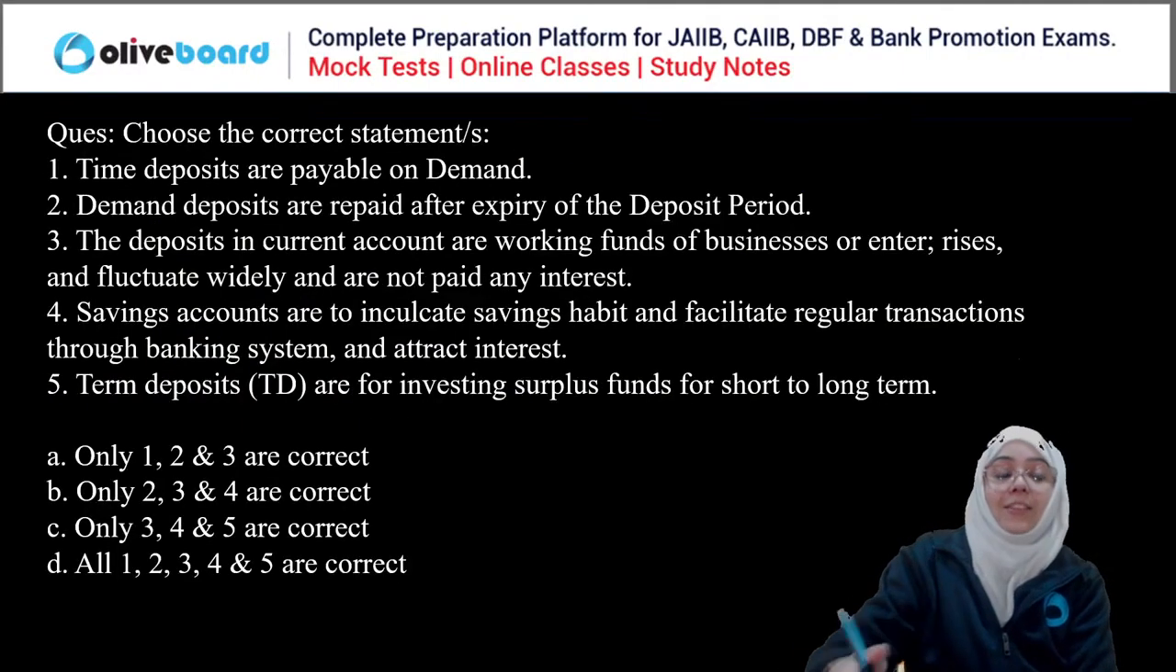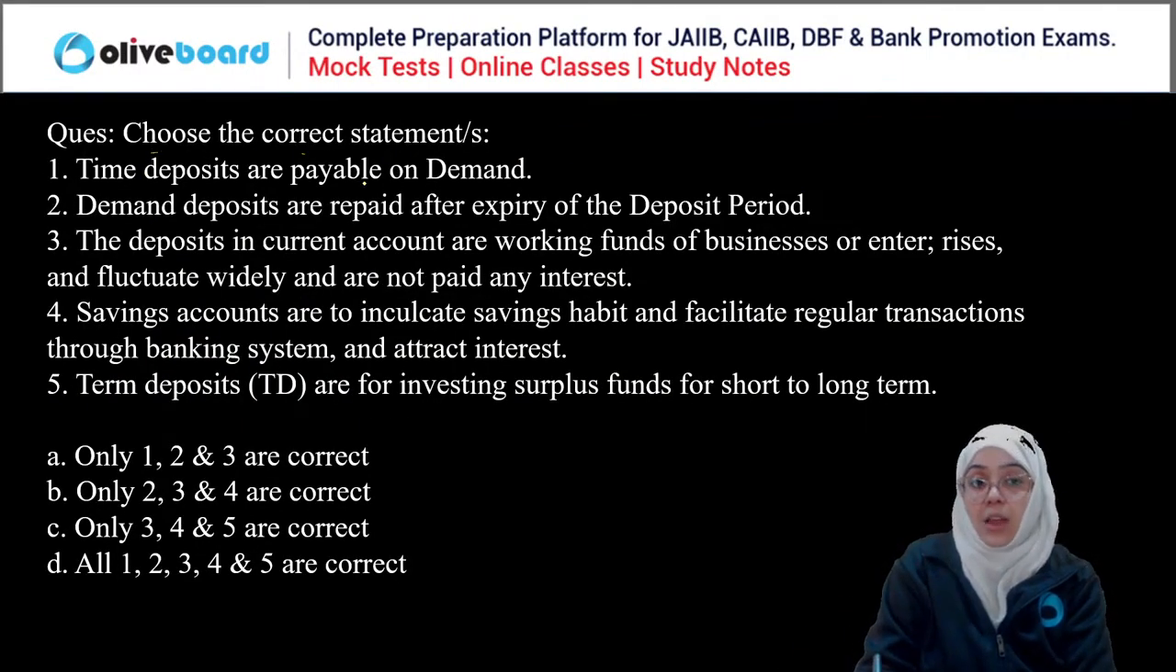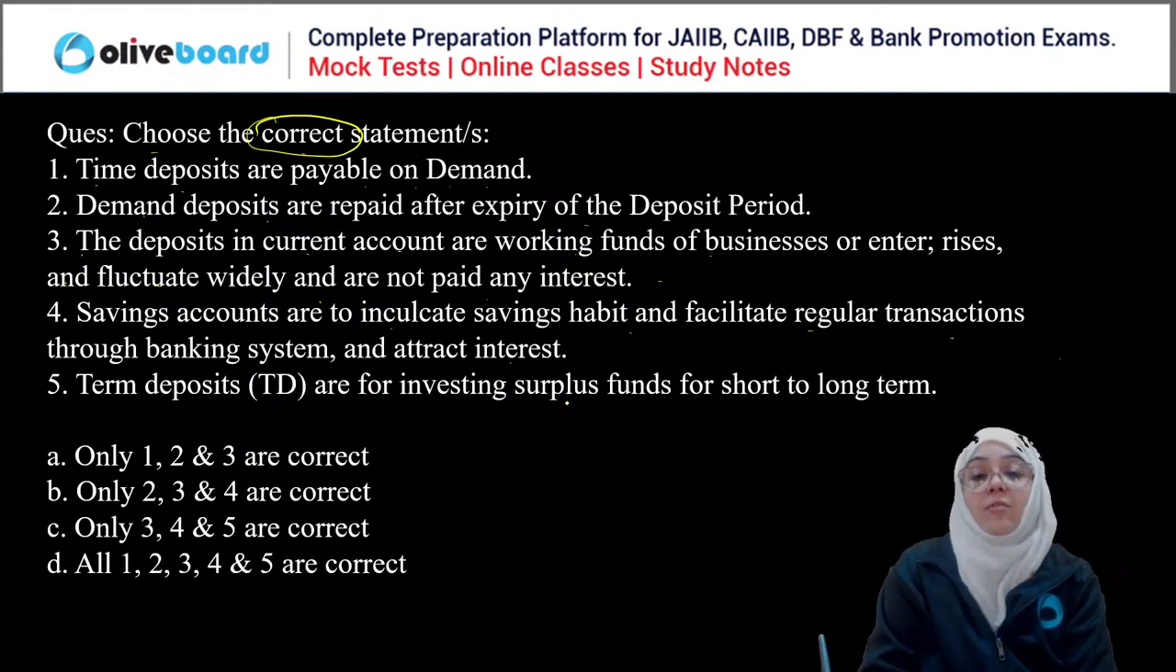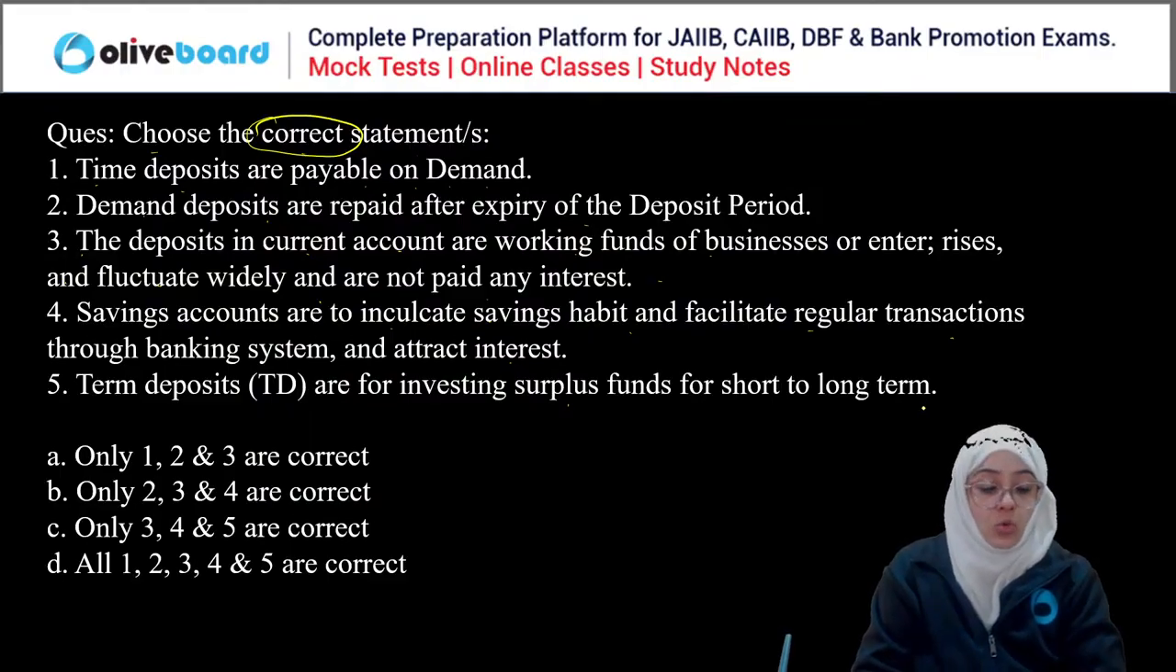Next question. We have to choose the correct statement here. Time deposits are payable on demand. Demand deposits are repaid after expiry of a deposit period. The deposits in the current account are working funds of the business or enterprises, fluctuate widely, and are not paid any interest. Saving bank accounts are to inculcate saving habit and facilitate regular transactions through the banking system and attract interest. Term deposits are for investing surplus funds for short to long term.